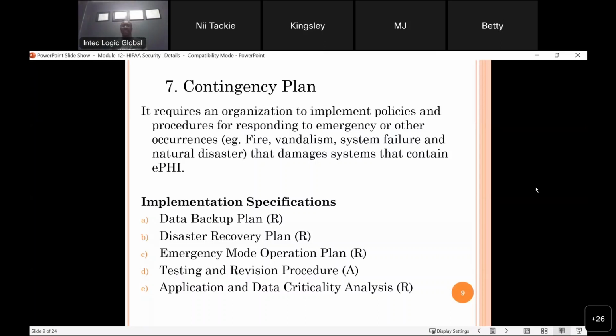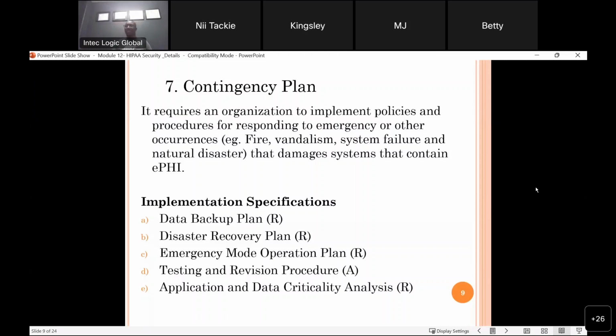So the first one is data backup, right? We'll learn about data backup. Data backup, making sure that you have an alternative site where you are backing up your data. It can be full backup, incremental, or differential. We'll learn about that in detail.